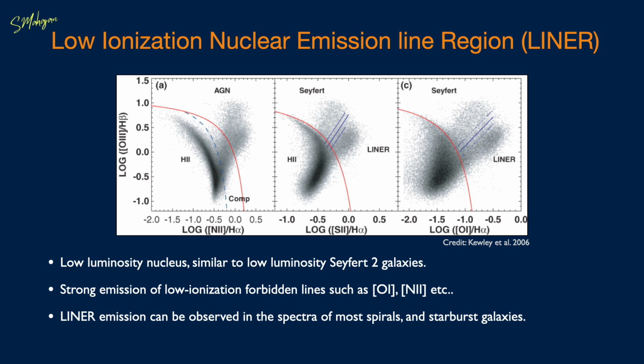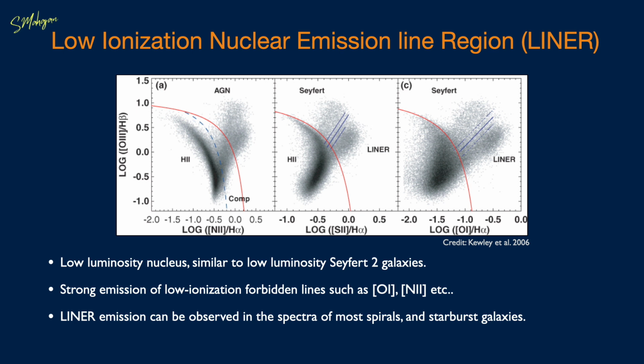Low ionization nuclear emission line regions, or LINERs, are galaxies with low luminosity nuclei but strong emission lines of low ionization species. Their spectra are similar to low luminosity Seyfert 2 galaxies. In fact, LINER-like emission can be detected in most spiral galaxies, starbursts, and even HII regions, and therefore it remains a topic of debate if this is even a real class of AGN.